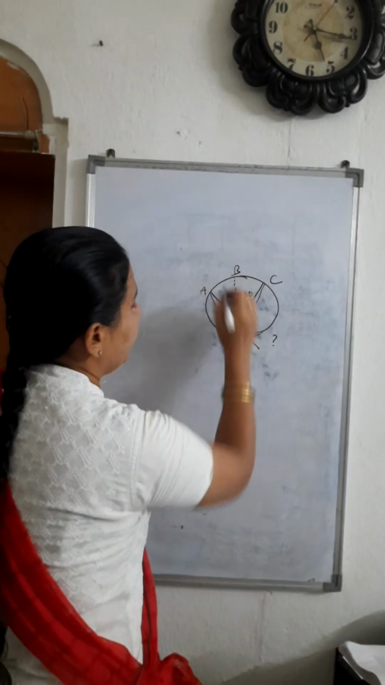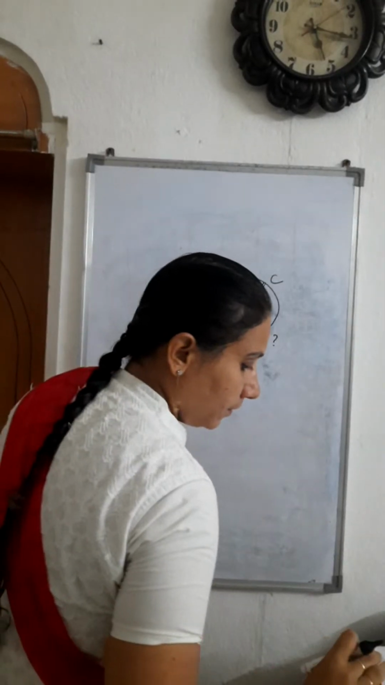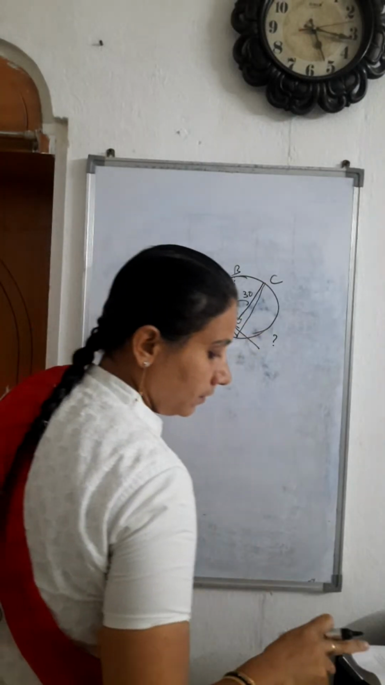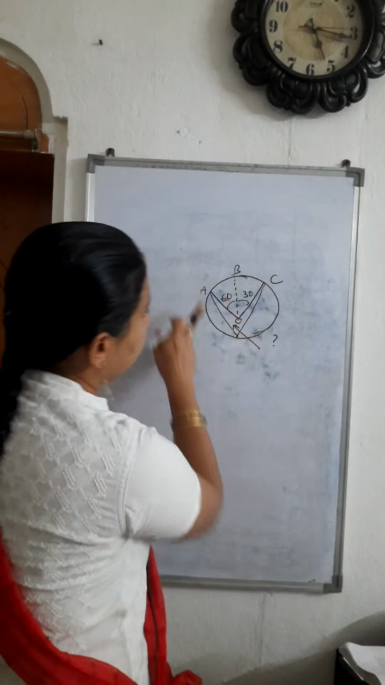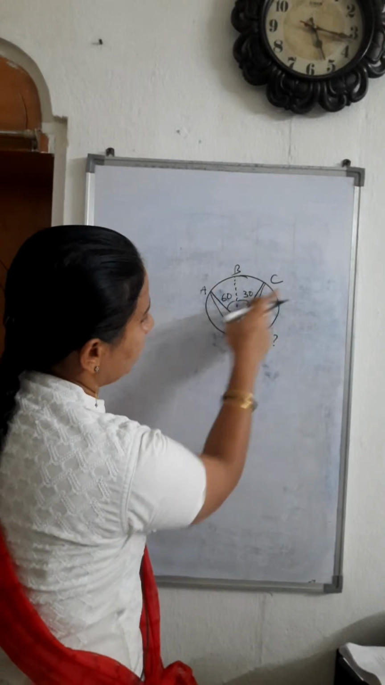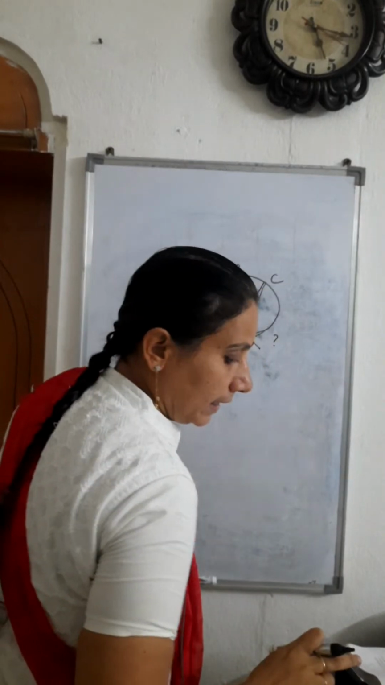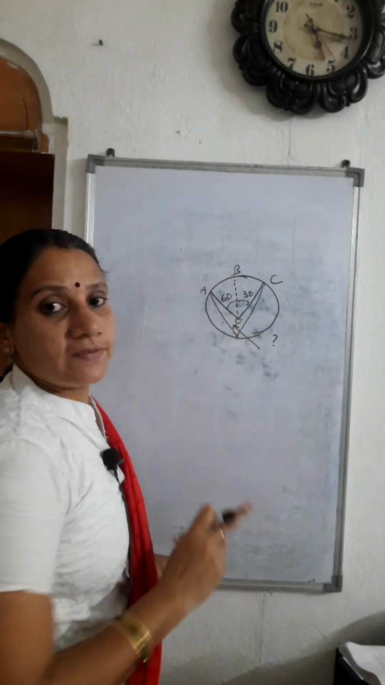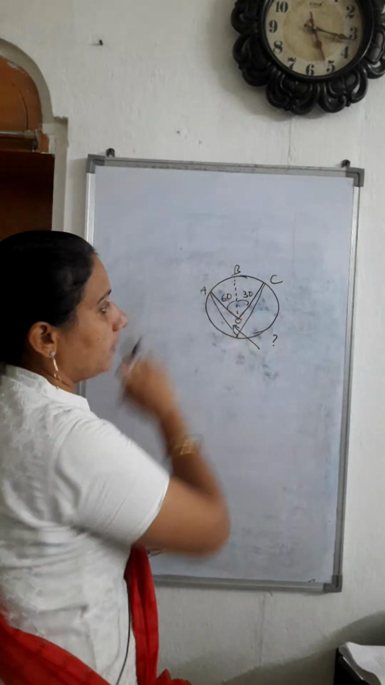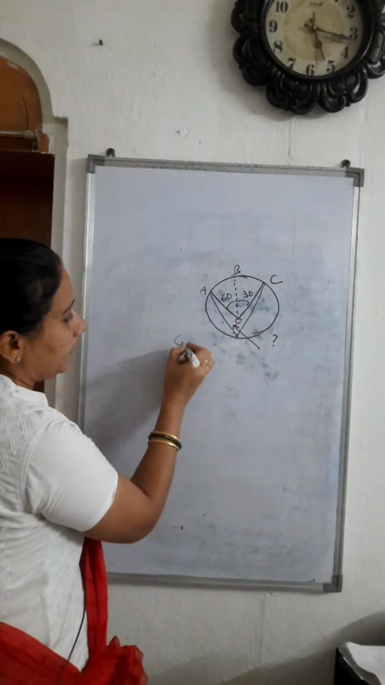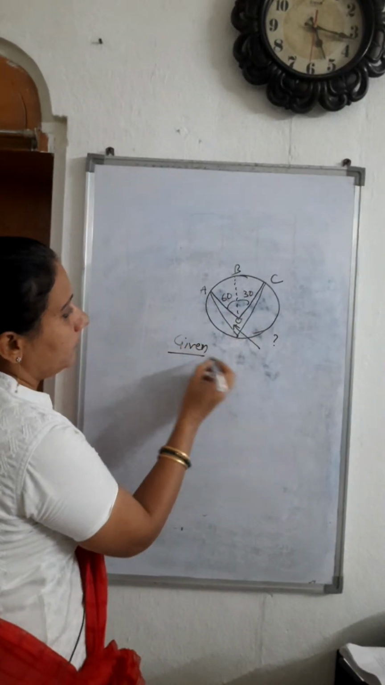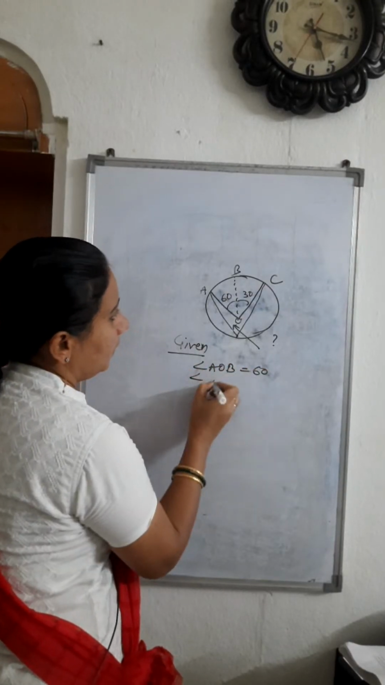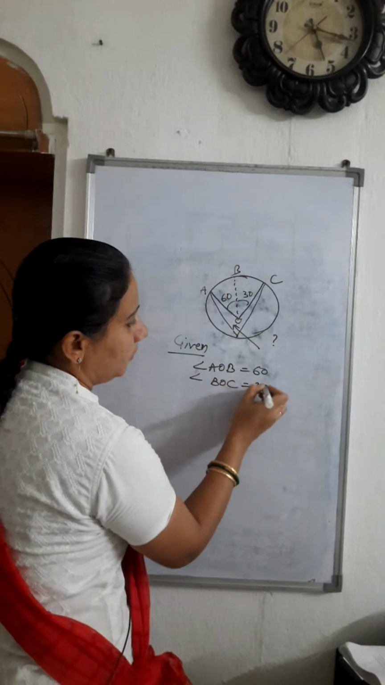Here it is given O is the center of the circle. Angle BOC is 30 and angle AOB is given 60. Two angles are given, one is 30 and one is 60. So what is the given part here that we need to fill out first? Angle AOB is 60, angle BOC is 30.